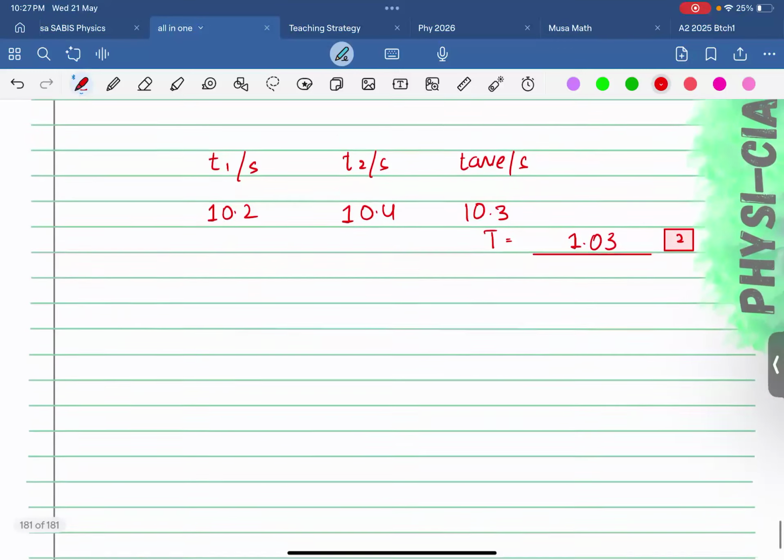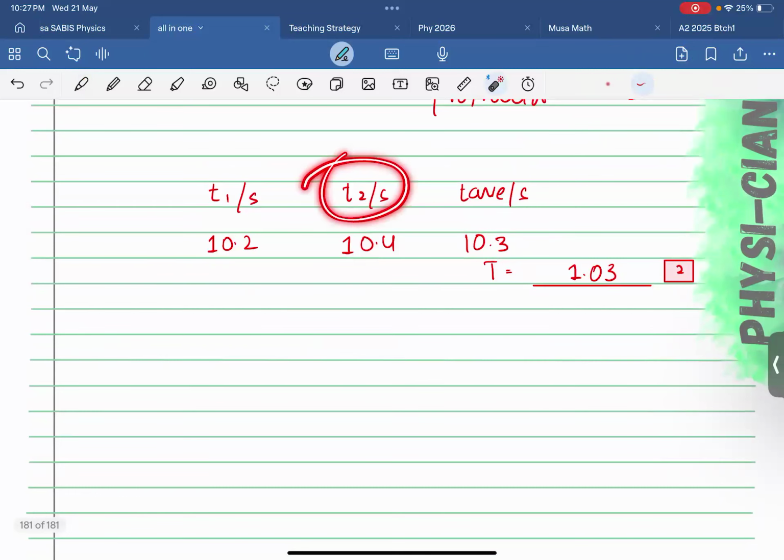So this is the concept. Over here, you just need to show the repetition. If you repeat the experiment twice for 10 oscillations, not for one oscillation, please, then you'll get full marks. If you just do the experiment once, then you'll get 1 mark only.